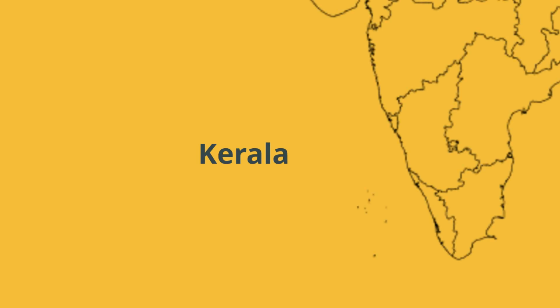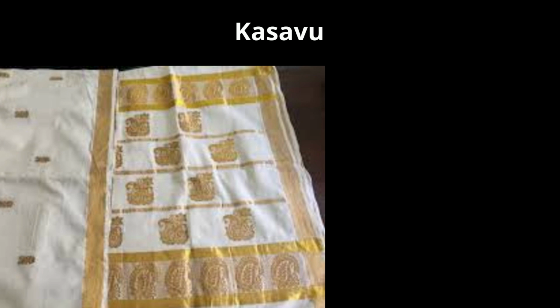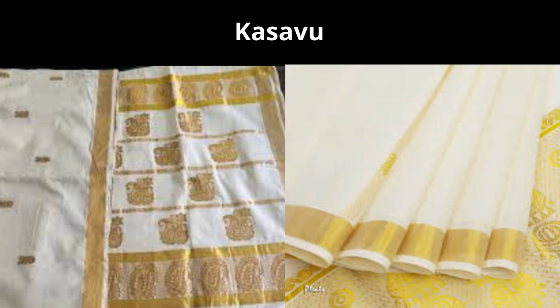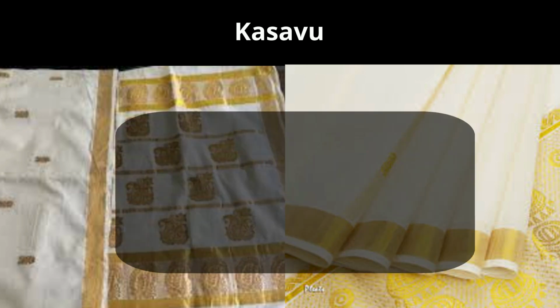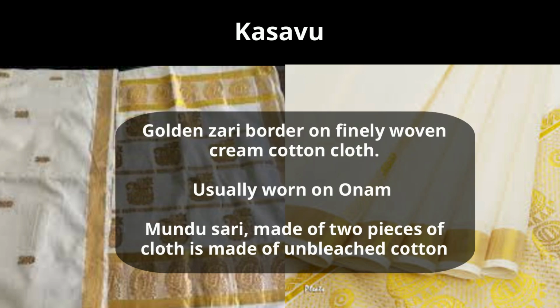Next, from the southern state of Kerala, the kasavu material is usually made into saris for women and munda for men. This is usually worn for the festival of Onam or for other occasions. To make this, golden zari thread is used to make a thick golden border with or without designs onto cream cotton cloth. The munda sari, a sari consisting of separate pieces for the bottom and the top, is usually made in this manner using unbleached cotton.